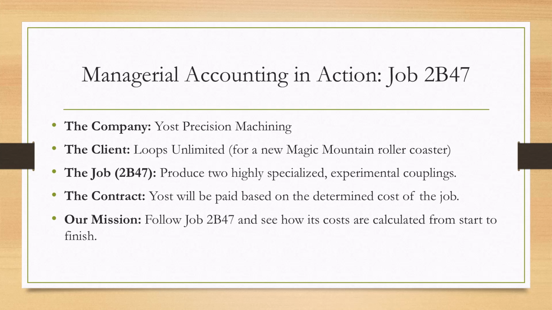To see how this works in practice, we're going to follow a case study for Job 2B47. The company is Yost Precision Machining, and their client is Loops Unlimited. The job is to produce two highly specialized experimental couplings for a new roller coaster at Magic Mountain. The contract is set up so that Yost will be paid based on the determined cost of the job. So, our mission is to follow Job 2B47 from start to finish and see exactly how its costs are calculated.